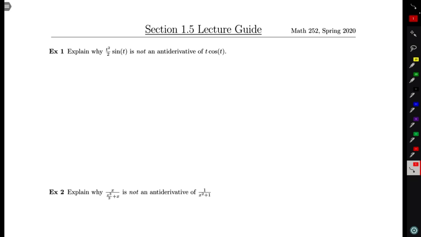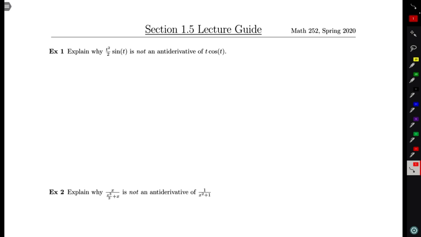So the first thing that I want to do is point out why this is a reasonable mistake to make. If I asked you to find an antiderivative of t, you would tell me that t squared over 2 is one of those. And if I asked you to find an antiderivative of cosine of t, you would also tell me that sine of t is an antiderivative of cosine of t. So it looks pretty reasonable here in that we are taking the antiderivative of both pieces of this function, but it's going to turn out that that's not a great way of dealing with multiplication.